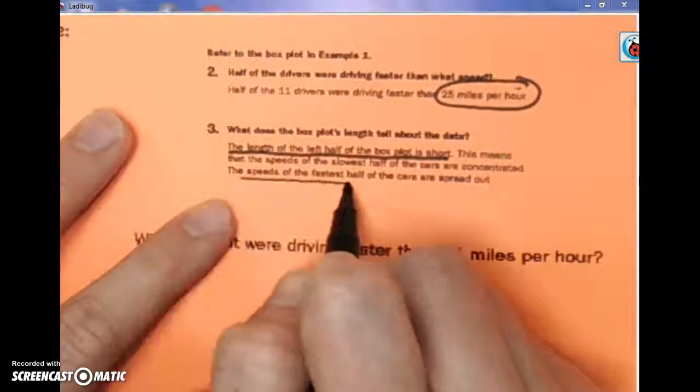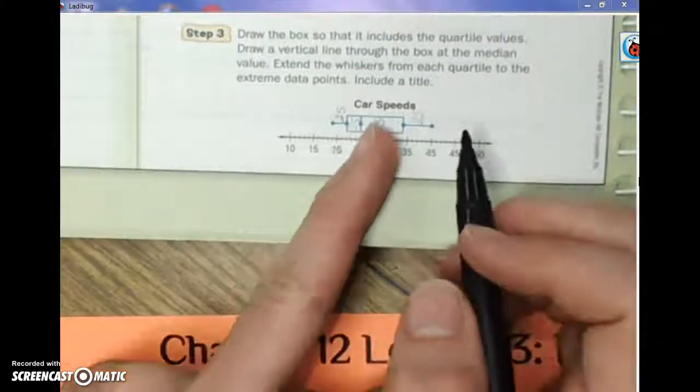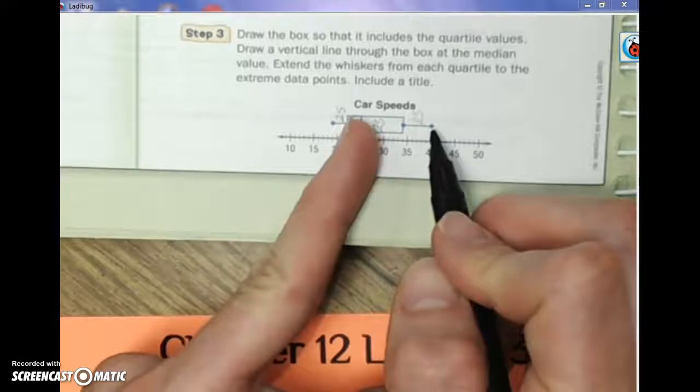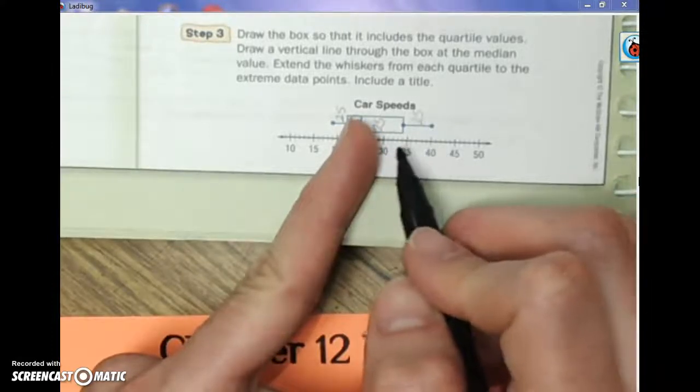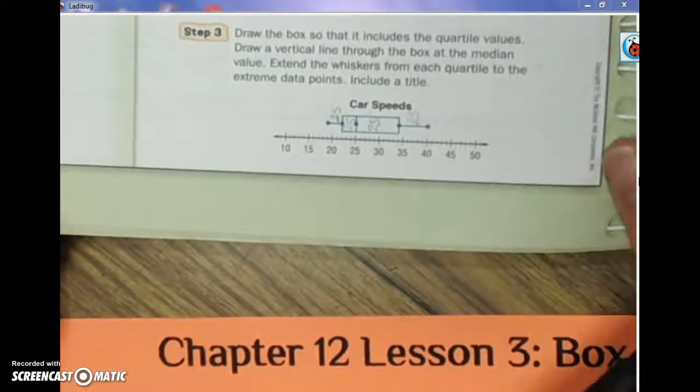And then the speeds of the fastest half of cars are spread out. That's why there's a longer distance between the median to over here. Those are the faster cars. Their speeds are farther apart. I'm not going to be too picky. Don't you worry about that.